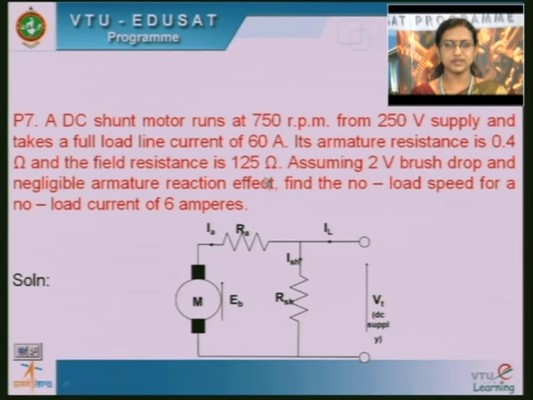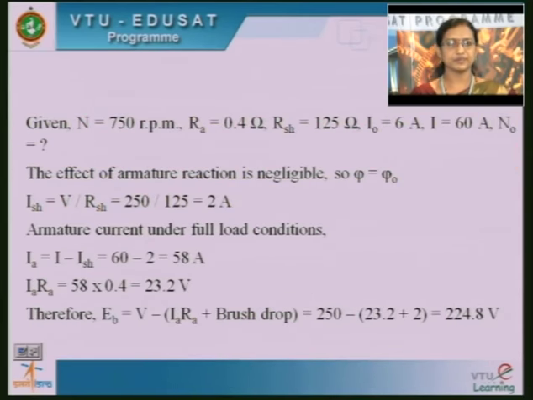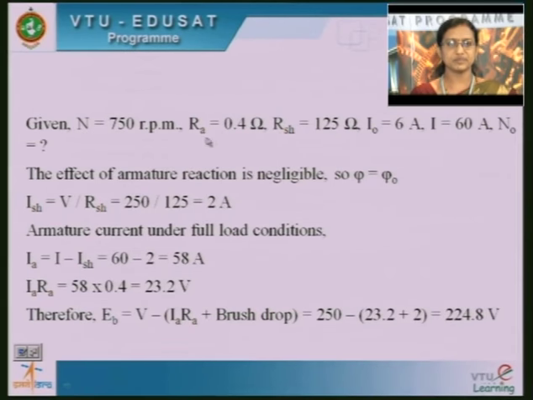Here the full load current is given and also the no load current is given. The full load speed is given, and you have to find the no load speed. Here also you have to use the relationship between the back EMF and speed. Collect all the data given in the problem. At full load the motor is rotating at 750 RPM, the armature resistance is given, and the shunt field resistance is given. At no load the current drawn is 6 ampere, at full load the current drawn is 60 ampere. We have to find this no load speed. Here we are neglecting the armature reaction drop.